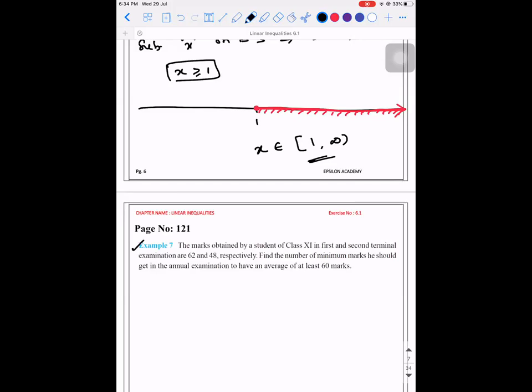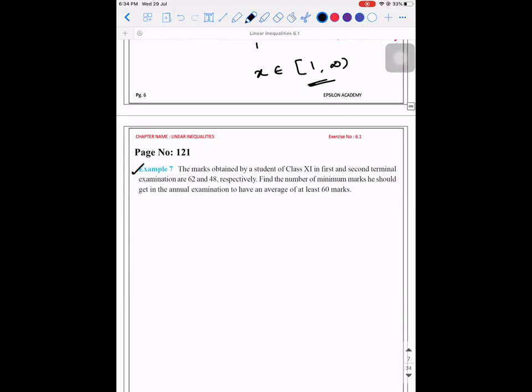So let's try out example number 7. The marks obtained by a student of class 11 in the first and second terminal examination, so mark 1 and mark 2, are 62 and 48 respectively. Find the number of minimum marks that he should get in the annual examination so that he has an average of at least 60 marks. At least means minimum; at most means maximum.